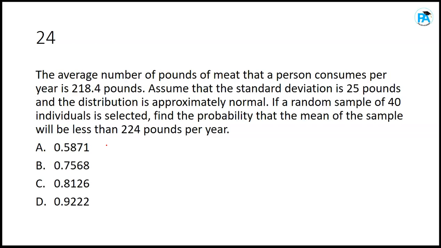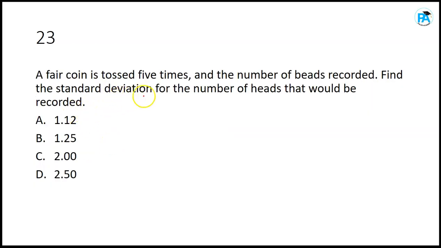Okay, so let's proceed. Question 23 says, a fair coin is tossed 5 times, and the number of heads recorded, this is not beats, it's heads, H. It's a typing mistake. Find the standard deviation for the number of heads that will be recorded. Now, before you can find standard deviation, you need to find the variance. Do you remember we solved a similar question earlier? There, they asked us to find the mean, and I told you that the mean is equal to n times p. What's the probability of getting a head? In one toss, the probability of getting a head is 1 over 2.